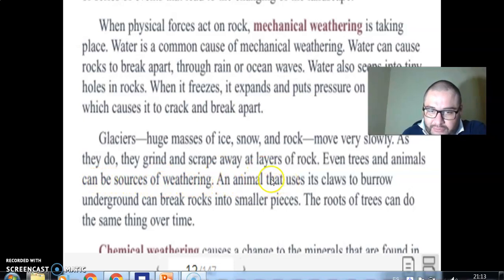An animal that uses its claws to burrow underground, for example. The big animals like elephants, right? Rhinos, rhinoceroses. When they walk in areas, for example in Africa, in their habitat or the ecosystems where they live, because they walk a lot, the heavy animals can cause erosion on the flat areas, right? So the animals too, because they can break rocks into smaller pieces.